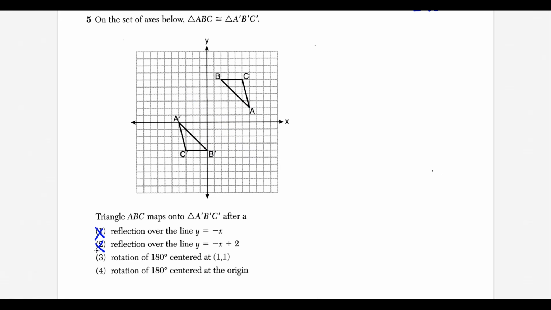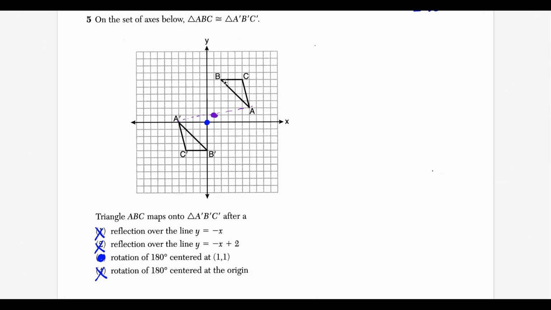Now, by process of elimination, I see rotating about the origin is not going to work, because notice how much closer this triangle is to the origin than this one. So right away I see this one's out, and choice 3 is looking good. But just to verify that this one is definitely our answer, if we look at the point 1, 1 as the center of our rotation, you can see that if we connect these points, we're going up 1, 2, 3, 4, 5 over 1, and then we're going up 1, 2, 3, 4, 5 over 1. So the distance from the center to A is equal to the distance from the center to A prime.